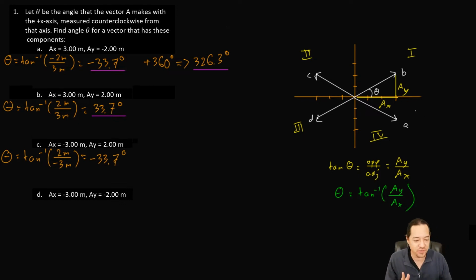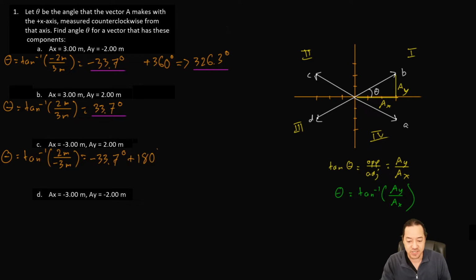Negative 33.7 degrees puts us in quadrant 4, and we can see that vector C is in quadrant 2. So what went wrong? Well, the tangent function repeats itself every 180 degrees. So you could have an angle of negative 33.7 degrees, or you could be off by 180 degrees from that. And that's why we sketch this out, so we know what quadrant we should be in. In this case, we are off by 180 degrees because tangent has repeated itself.